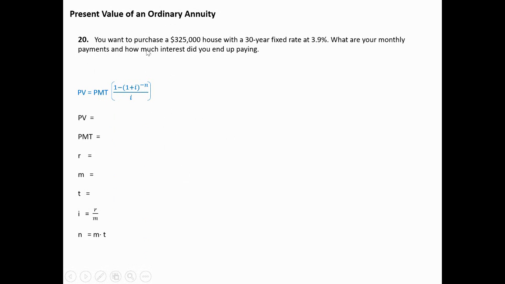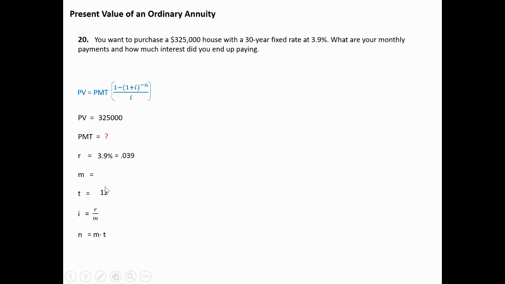So number 20 states you want to purchase a house for $225,000 with a 30-year fixed rate at 3.9%. What are your monthly payments, and how much interest did you end up paying? Okay, so again, we're looking for the payments. So the $225,000, that must be the present value, how much you're going to borrow from the bank right now. Okay, so then we know that R is 3.9%, which would be 0.039.